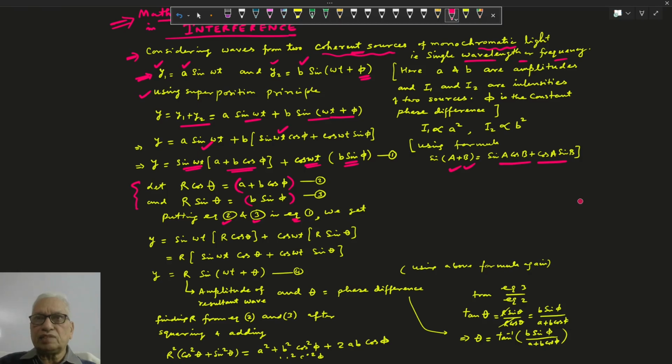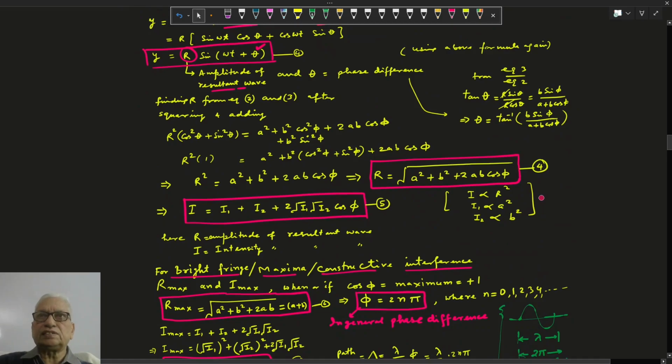Putting equations 2 and 3 into equation 1, in place of (a plus b cos phi) we write r cos theta, and in place of b sin phi we write r sin theta. Taking r common, we get sin omega t cos theta plus cos omega t sin theta, using the same formula again, it is sin(omega t plus theta). So the final wave is y equal to r sin(omega t plus theta). Theta is the resultant phase difference and r is the amplitude of the resultant wave. We can find theta by dividing equation 3 by equation 2, so tan theta is equal to this, and theta will be tan inverse. This way we can find the phase difference.